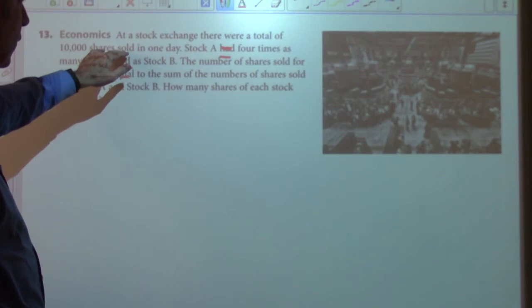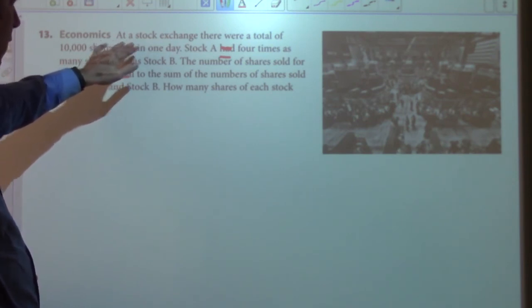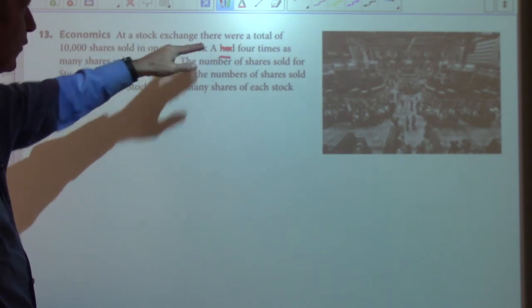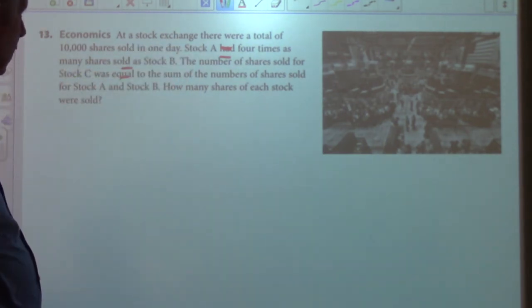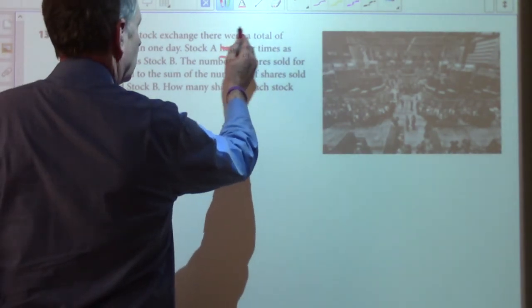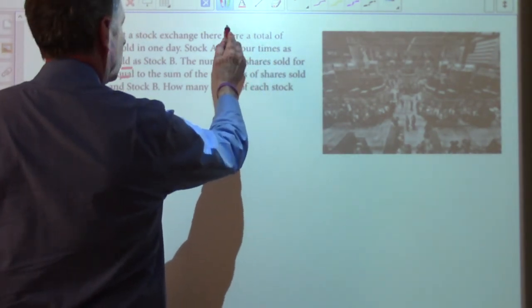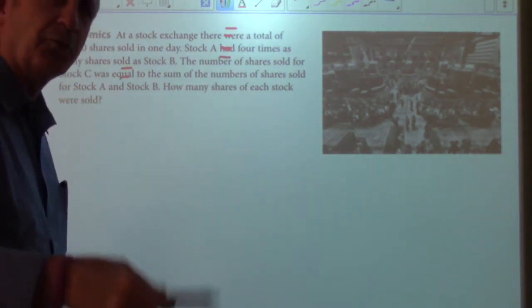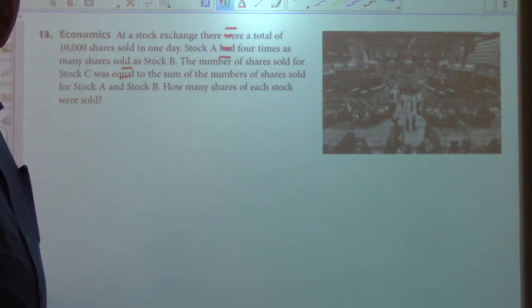Yeah, I'm thinking this one here might be one here. There were a total of, or sold, I don't know which is going to be a better one. Maybe were. Well, so we got 3 verbs there to create 3 equations with. Okay?